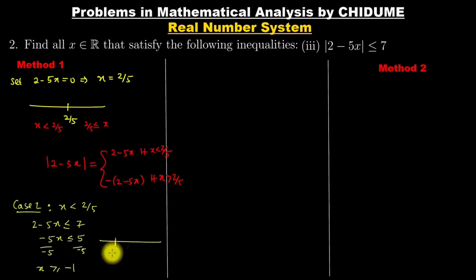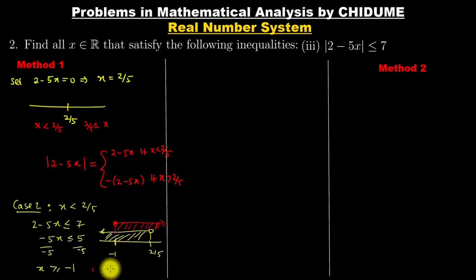So here I have negative 1, and here I have 2/5. From here I have x strictly less than 2/5, so I'm in this region here. And for the second region, I have x greater than or equal to negative 1, so I have this region here. So if you look at the intersection of these regions, the solution set for this case, is what?